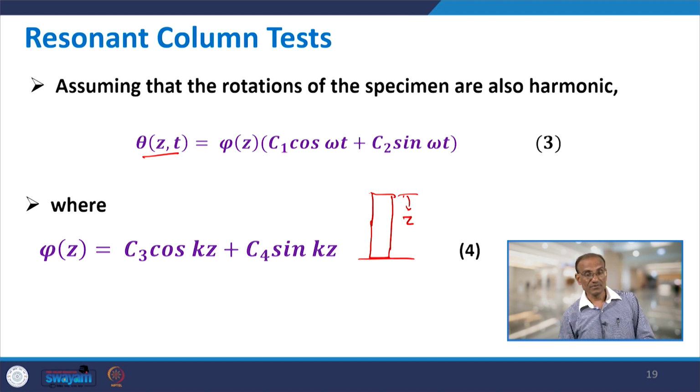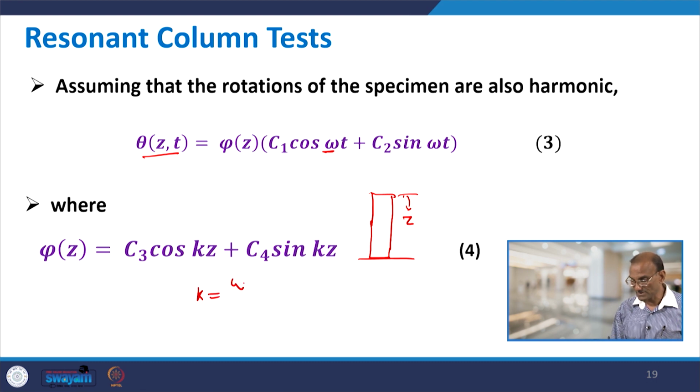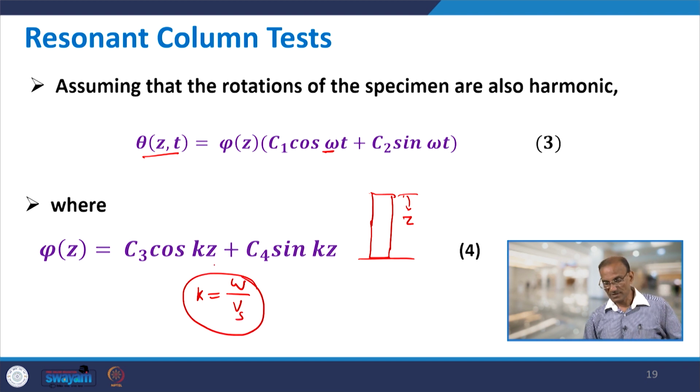To decouple, we have another function phi Z, which is a function of Z only, multiplied by C1 cos omega t plus C2 sin omega t, where phi Z is given by the relation C3 cos kz plus C4 sin kz. Here C1, C2, C3, C4 are the constants which we need to find out using the boundary conditions. Omega is the frequency of excitation, while k is the wave number, which is omega by c, which in this case is Vs. So, once you know the omega, this k can be linked with the shear velocity, though shear velocity Vs is unknown here.